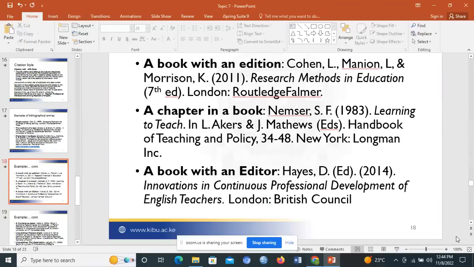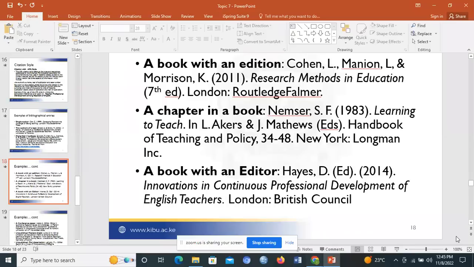Sometimes when you go to the library, you could find a book that has been edited, meaning several people came together to write the book, but only one person went through all those materials or those chapters, and therefore they are called the editor. Now, when we have a book with an editor, we put the title editor after the initials of the editor's name. So here, Hayes is our editor. So Hayes is his surname, D full stop, and then we have ED in brackets.